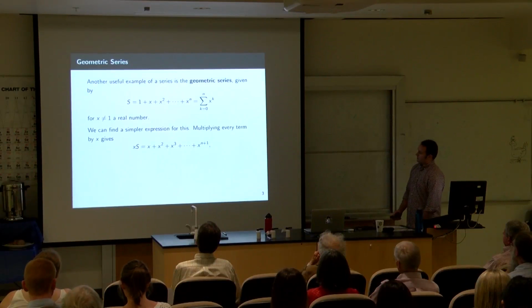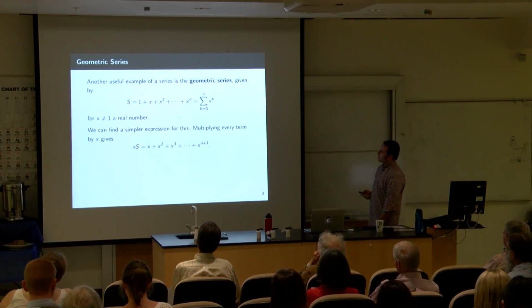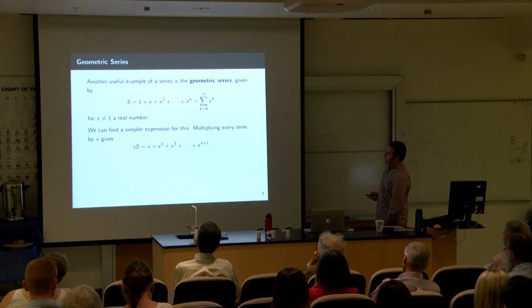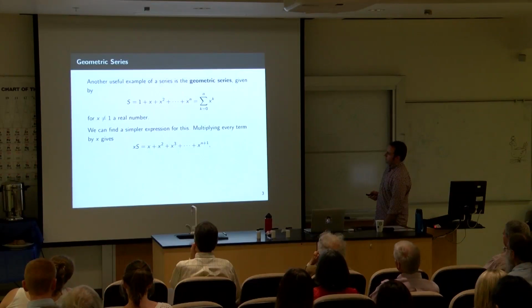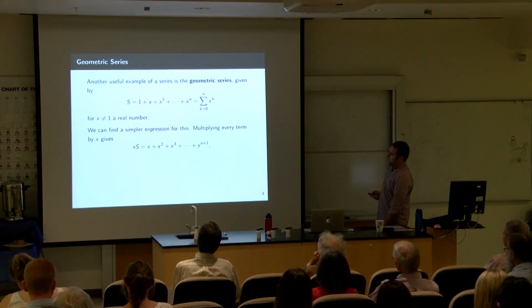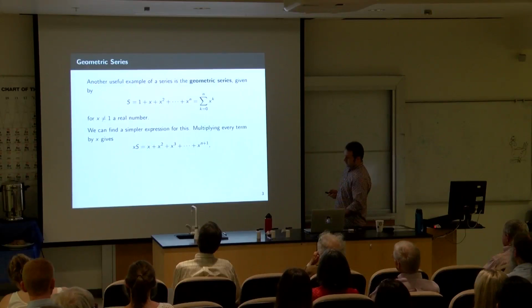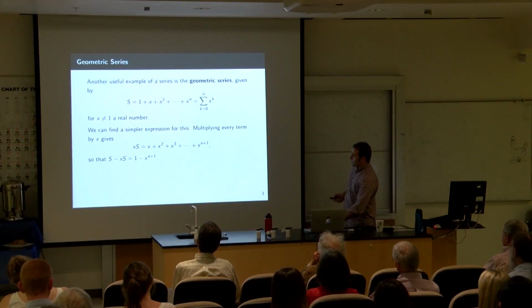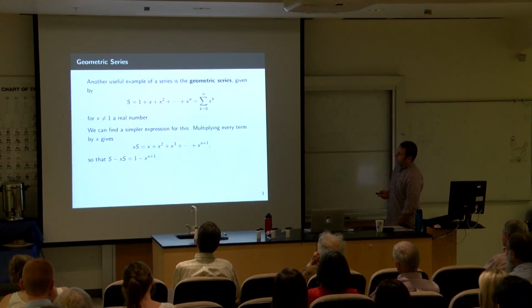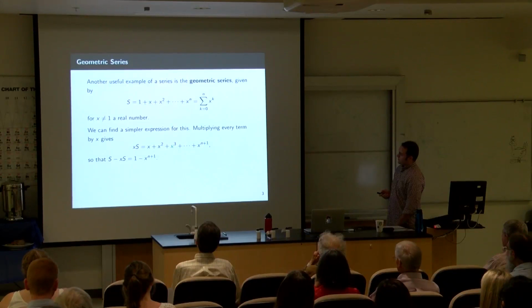It's a nice little construction. If you multiply every term here by x, so x times S, then you just get x plus x squared plus x cubed all the way up to x to the n plus 1. And you can see there's a lot of terms in common between these terms and these last terms. So if you look at the difference, S minus x times S, all that's left over is the first term and then the last term. Everything in the middle cancels out.